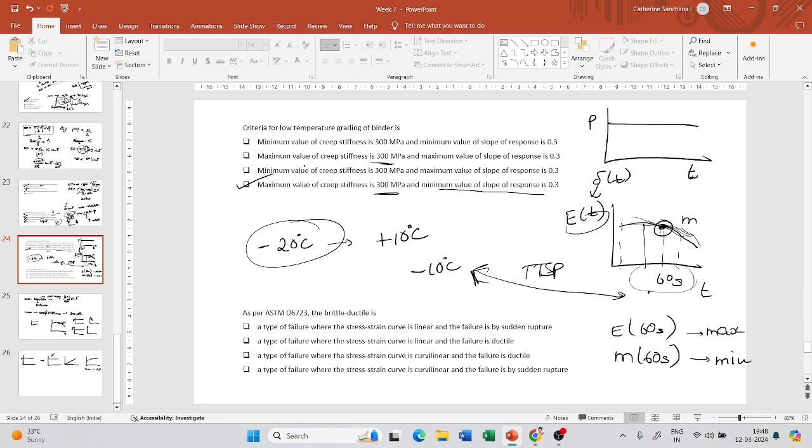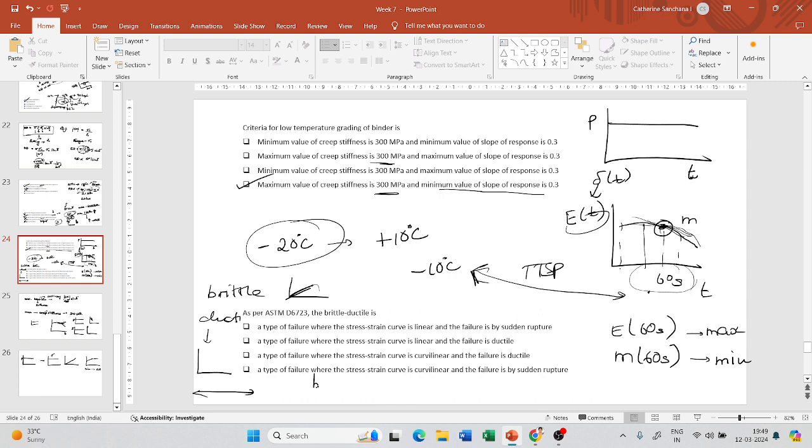Now, moving on to the next question. As per ASTM D6723, the brittle ductile failure is what? Sir would have explained three kinds of failures. One is a brittle failure, where the stress strain relationship is linear and after that it will rupture. A ductile failure, where there will be a gradual change, so there will not be any sudden rupture, but there will be a long deformation before the material fails. That is considered as the failure.